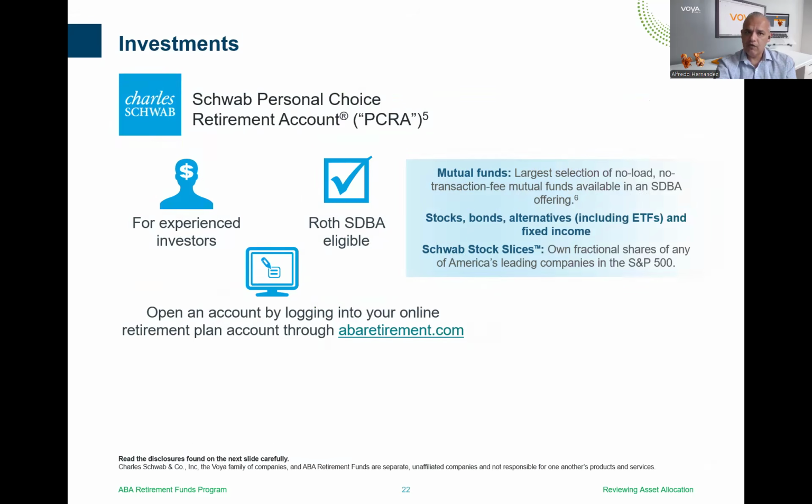Now, maybe you are looking for additional options. Enter the self-directed brokerage account. Here you have access to the universe of mutual funds, individual stocks, bonds. Take a look at the underlying offerings. It is a great investment choice for the experienced investor if you are looking for additional options. So please take a look and see what works best for you.